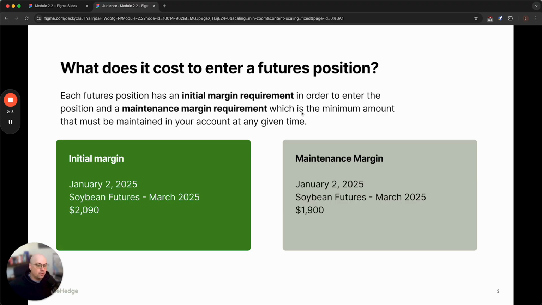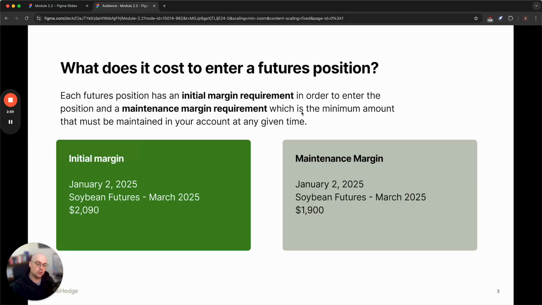So what does it cost to enter a futures position? Each futures position has an initial margin requirement and a maintenance margin requirement. Very much like the name, an initial margin requirement is your initial amount of dollars you must have in your account in order to enter the position. A maintenance margin requirement is the minimum amount that must be maintained in your account at a given time. So when futures fluctuate, your account will go up and down in price. If your account value goes below your maintenance margin requirement, you'll have to input more money in order to bring it back up.